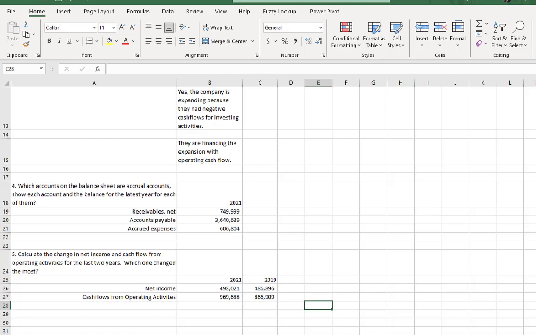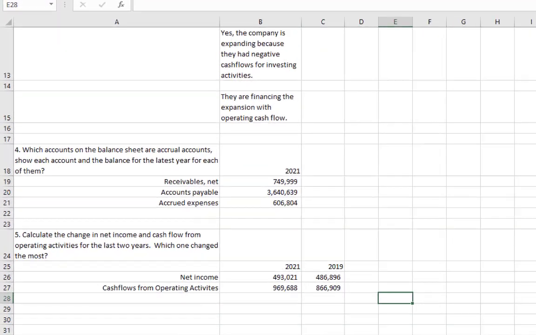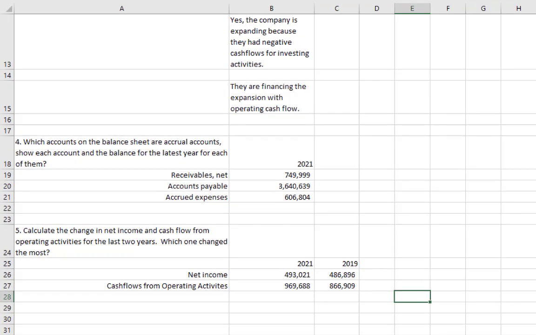All right. So now, what do I want to know? I want to know the difference between this year and last year and this year and last year. Now, I want to know if it went up or down. So if it went down, then I want a negative number. If it went up, I want a positive number.